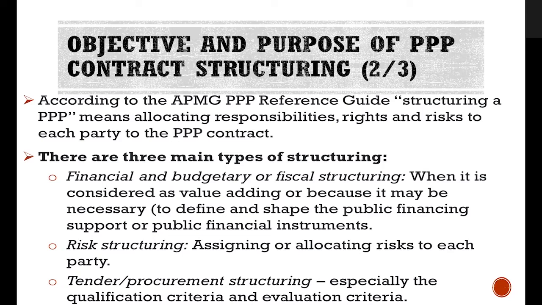So those need to be structured between both parties, and as explicitly as possible, such that there are no assumptions and it doesn't turn out tomorrow that we thought you would do this, but this is not playing out. That's necessary. Risk structuring: assigning an allocation of risk to each party. And that is also very necessary.